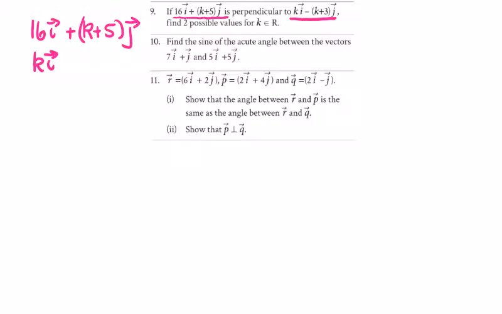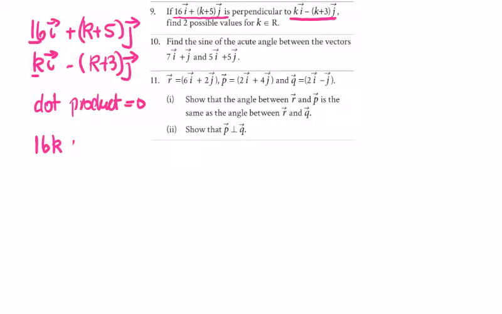And then we have minus (k plus 3) times j. And we're told it's perpendicular. So therefore the dot product is equal to 0 or undefined. So let's have a look here. It's going to be the i by the i, 16 by k. And then we have plus (k plus 5).